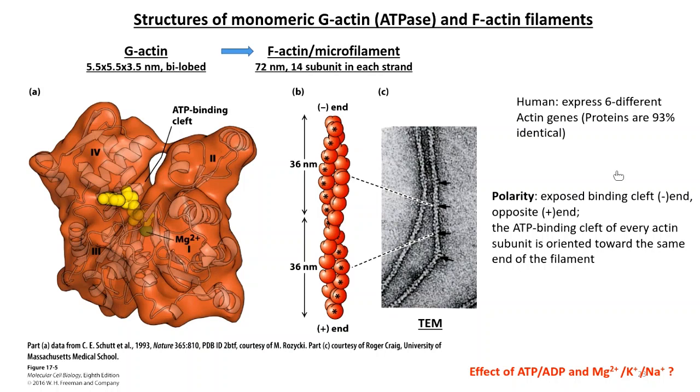So there are a total of 6 different human actin genes, but surprisingly, when they were crystallized and the structure was seen, it was found that 93% of them are identical in terms of structure. Okay. There are other facts that we are not concerned with right now, because I'm not going to ask you how many different types of actin genes there are.